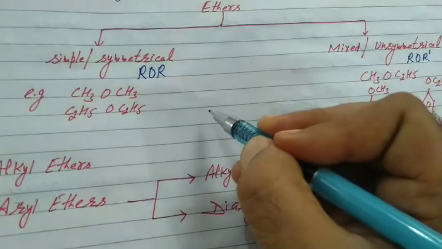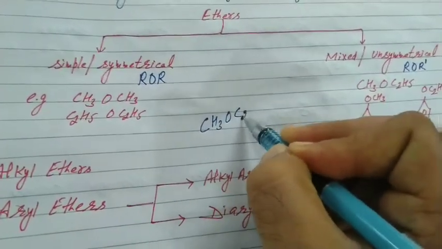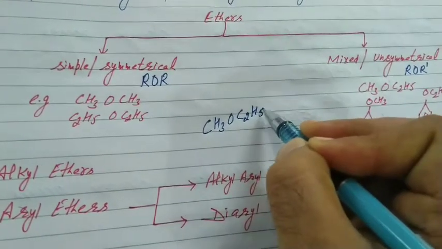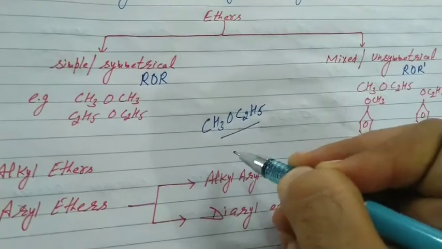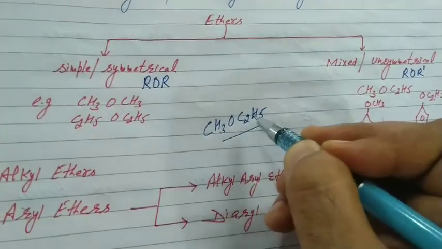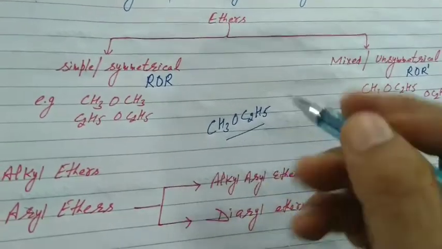Now students, suppose CH3OC2H5. At first, is it simple or mixed ether? Your answer, it is mixed ether. Now please tell me, is it alkyl or aryl ether? It is alkyl ether because both the groups are alkyl.